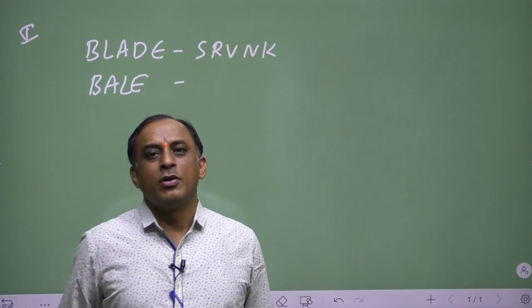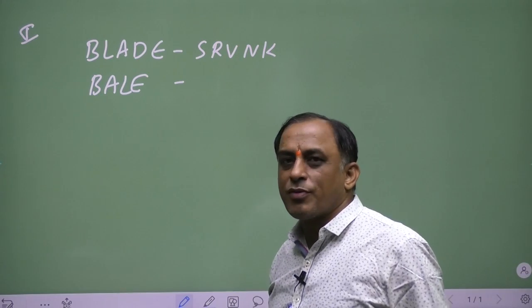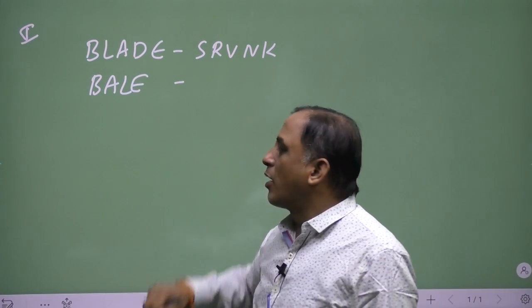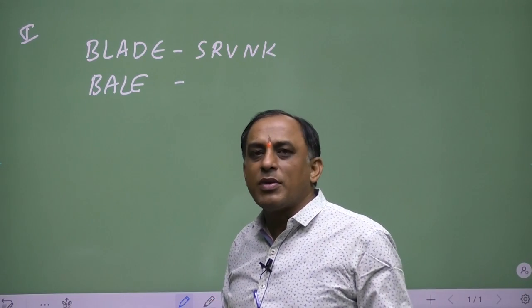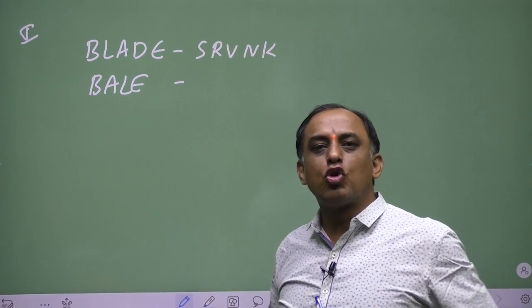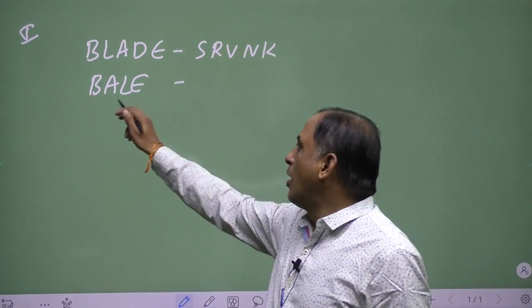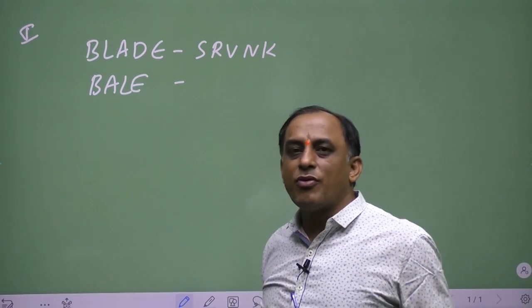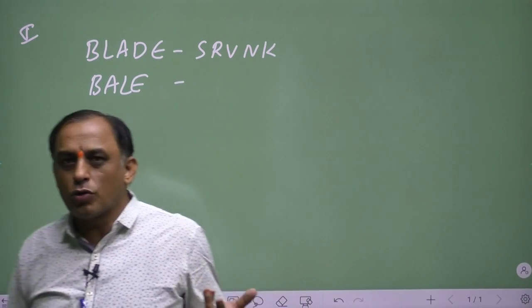See here, what is the relation between B and S? What is the relation between L and R? At present it is not necessary. Don't waste your time in the examination, because what is the question? How will you code bail? In bail, 4 letters are there. All these 4 letters are covered in the word blade. Therefore, just copy the codes only.